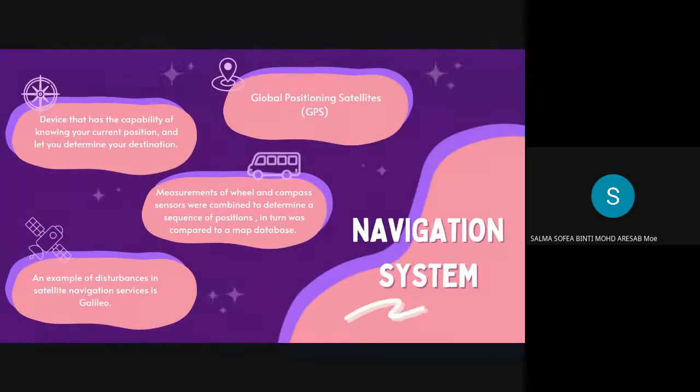Next is navigation system. It is a device that has the capability of knowing your current position and let you determine your destination. Today's navigation systems use global positioning satellites, which is GPS. In these systems, the measurements of wheel and compass sensors were combined to determine a sequence of positions. In turn, it was compared to a map database.